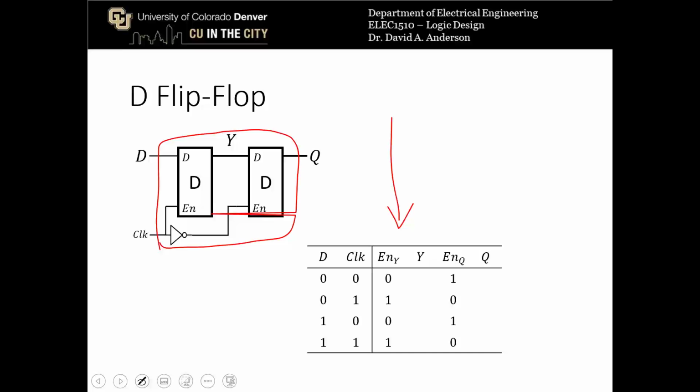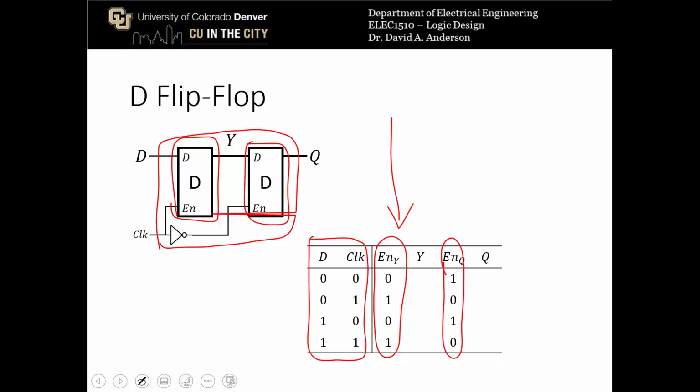D and clock can be any of these values. Clock can be 0 or 1, D can be 0 or 1. Clock normally will alternate, but it can take either of the values, 0 or 1. For the enable signal into the Y latch, that's this latch here, that is just equal to the clock signal, so it follows the clock 0, 1, 0, 1. For the enable signal into the Q latch, that's this latch here, that is the complemented version of the clock signal, so it's 1, 0, 1, 0.